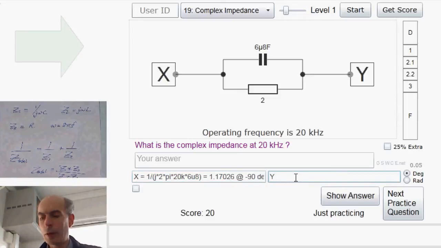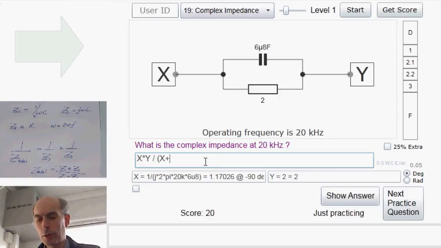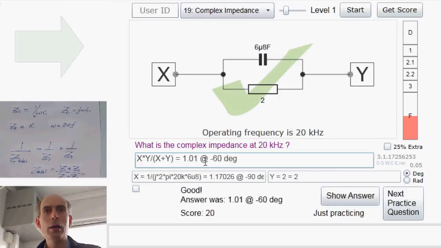Under Y, I'll just have that as 2, that's the impedance of this resistor. So, the total impedance of the two in parallel would be X times Y divided by X plus Y, and let the calculator sort it out. Okay.